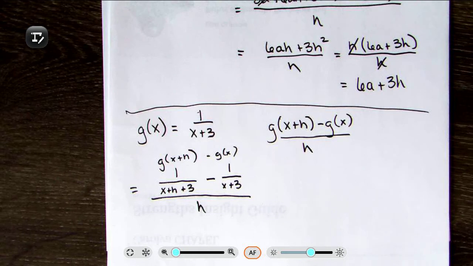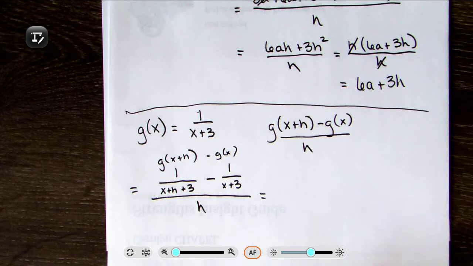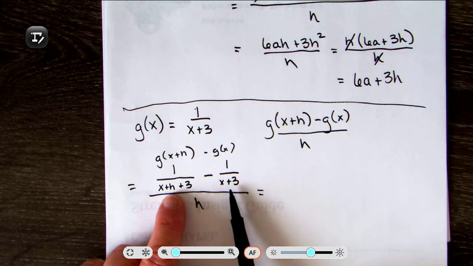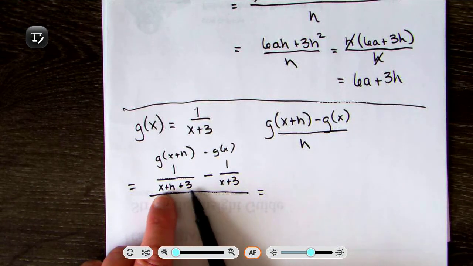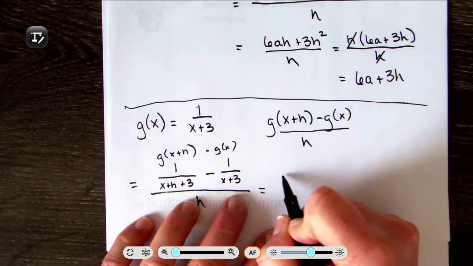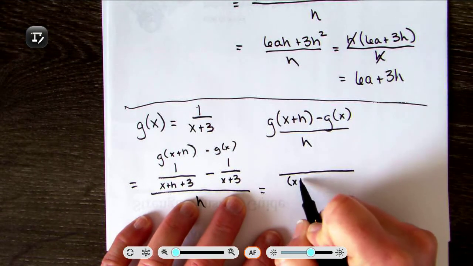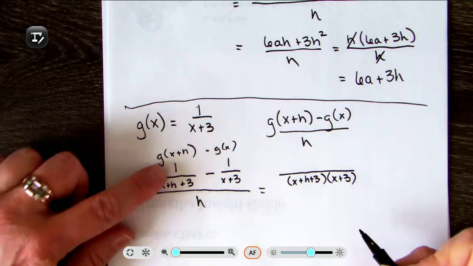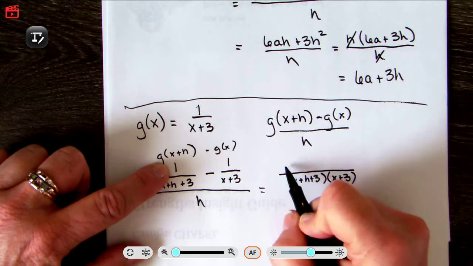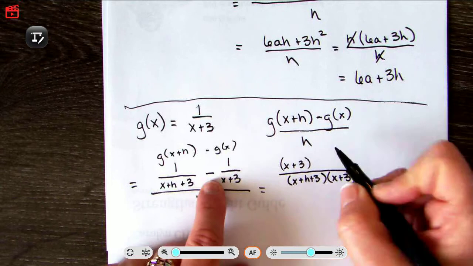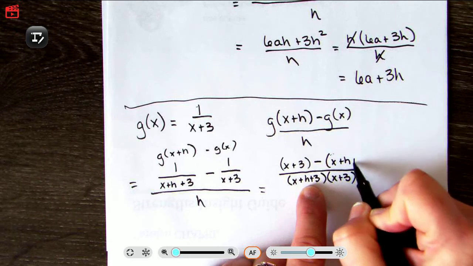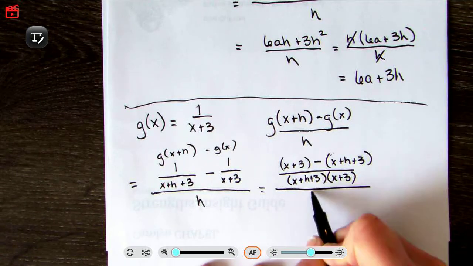Okay, now comes the algebra. And again, this is why we kind of reminded ourselves of these complex rational fractions. I need to get a common denominator. The common denominator is going to be this whole term and that whole term. So my common denominator will be that x plus h plus 3 times that x plus 3. My new numerator on the first one will be that x plus 3. And then we'll be subtracting. The new numerator here will be this piece, x plus h plus 3. And that's still all over h.